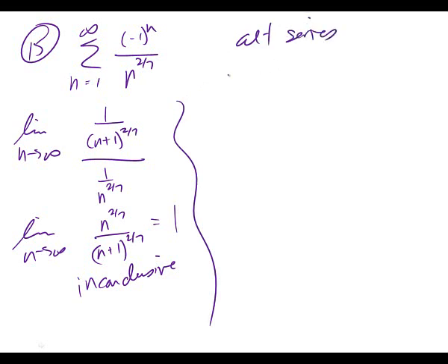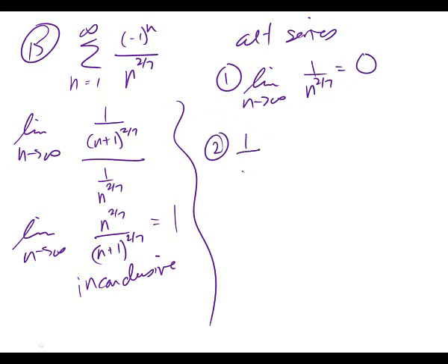Okay. And the first thing we have to check is to see if the limit of the original equals 0 without the negative 1. So we've got 1 over n to the 2/7. When I plug the infinity in, what do we get? 0. Good.